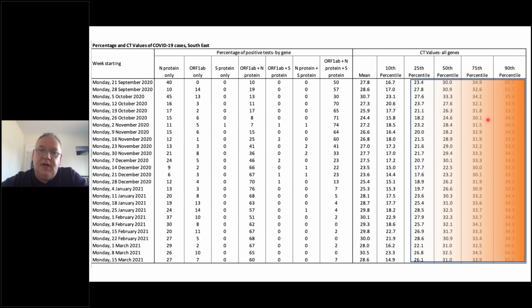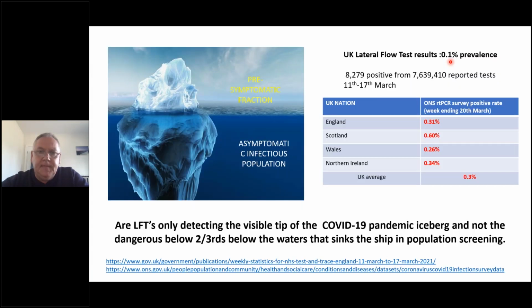So some PCRs limit their CT value runs to 35, as we do in Europe and the UK. In America, it's 40 cycles.